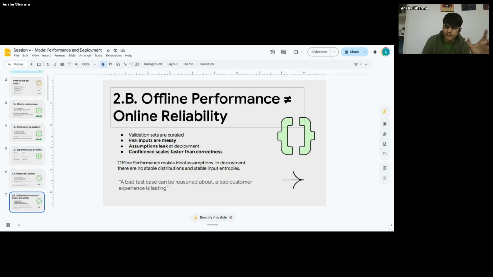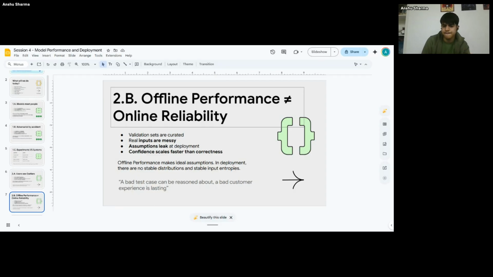Because the point is that all the data sets that we use are curated by us. We make those data sets or we borrow them from somewhere, right? And so those data sets are curated, they fit our ideal version of how a model should behave, right? But in the real world, inputs are not always as we desire them to be. They are messy, and the assumptions we make during the building do not hold after deployment because of the sheer size of the user base that we have, right?